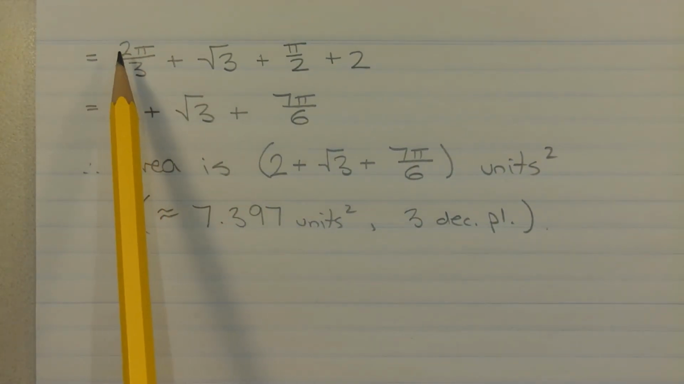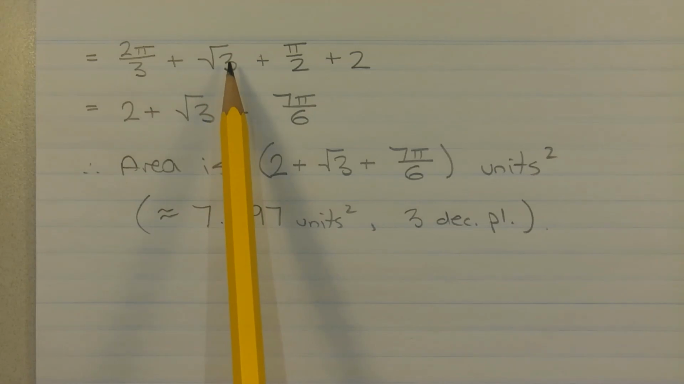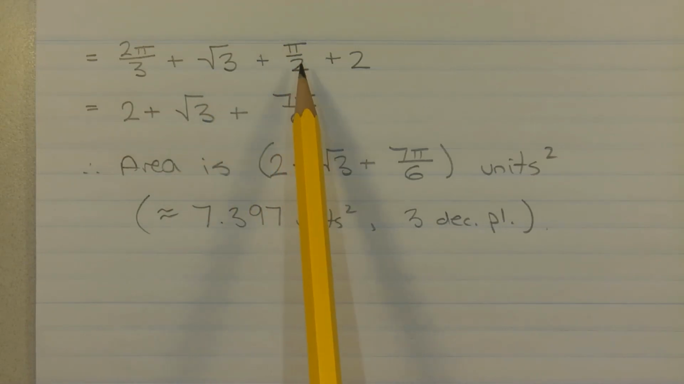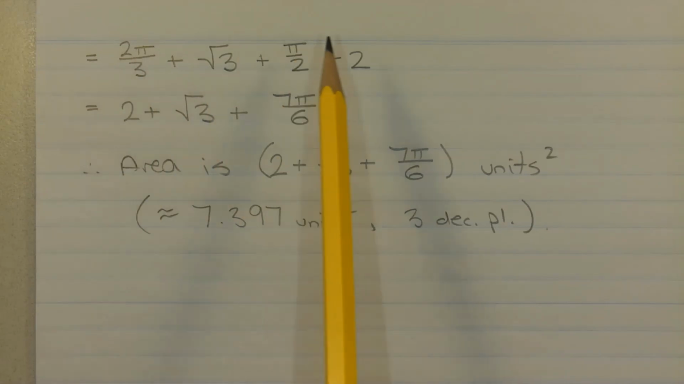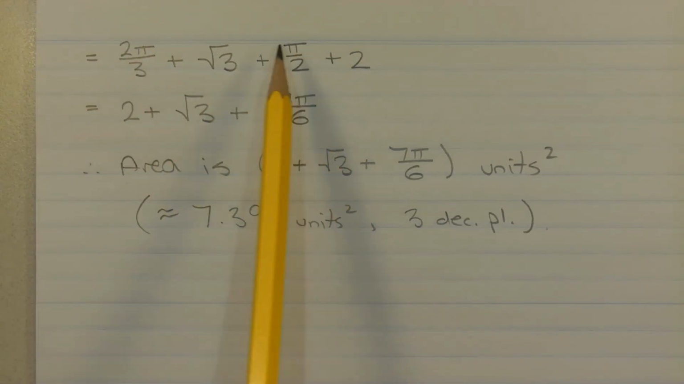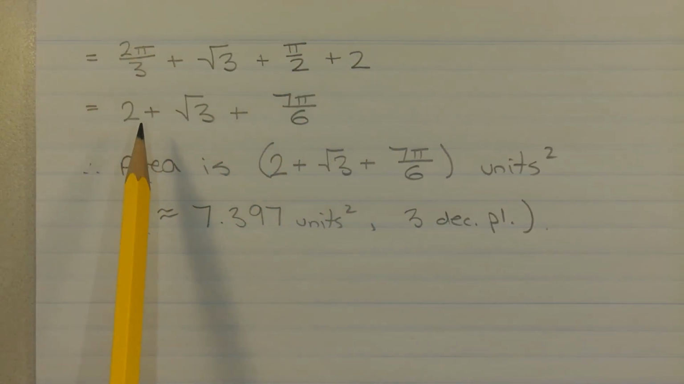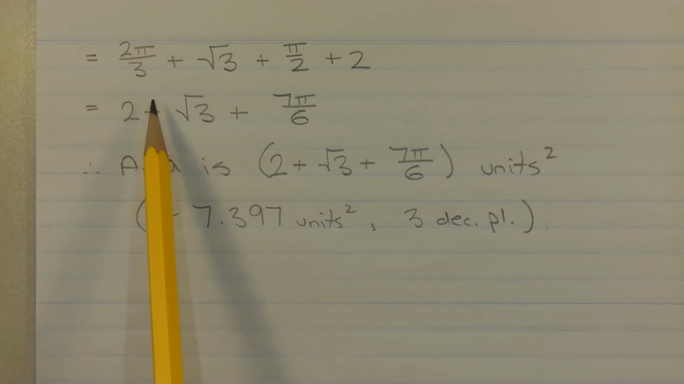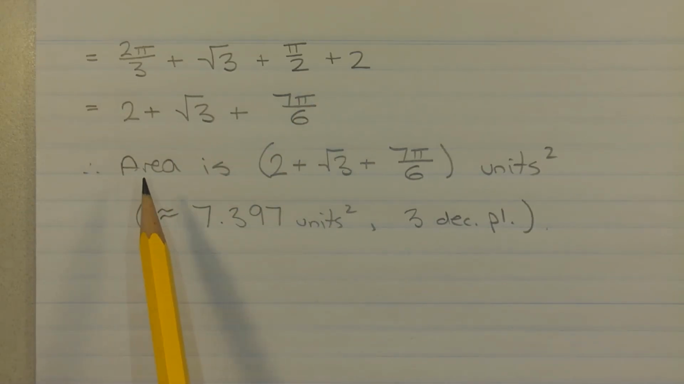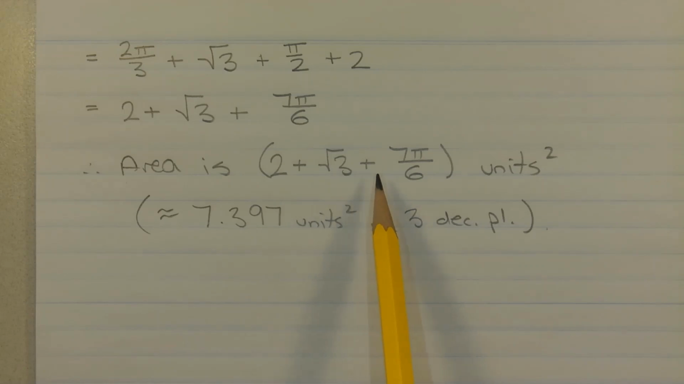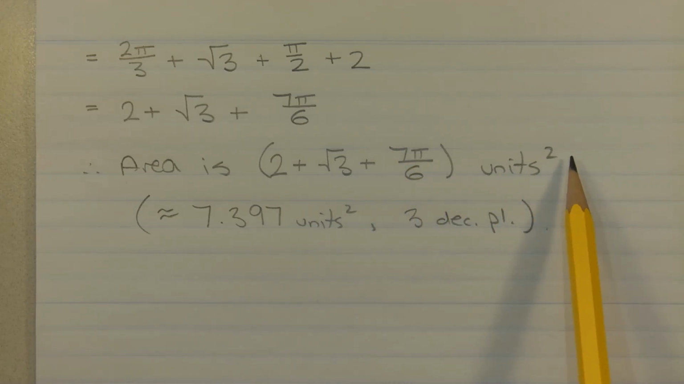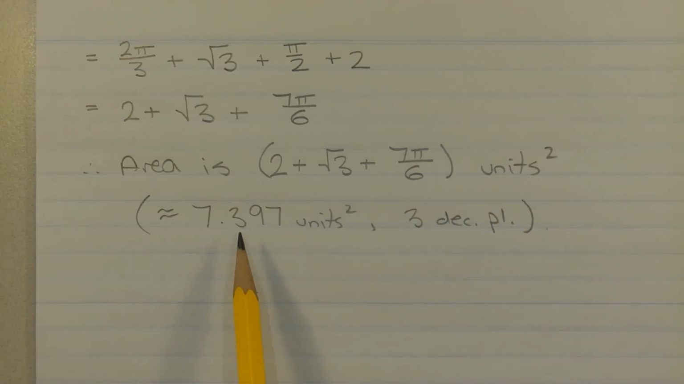And that simplifies to 2 pi over 3 plus root 3 plus pi over 2 plus 2. And that simplifies further. We can collect the like terms, the terms involving pi, and we get 2 plus root 3 plus 7 pi over 6. Therefore, the area is 2 plus root 3 plus 7 pi over 6 square units, which is around 7.397 square units, correct to 3 decimal places.